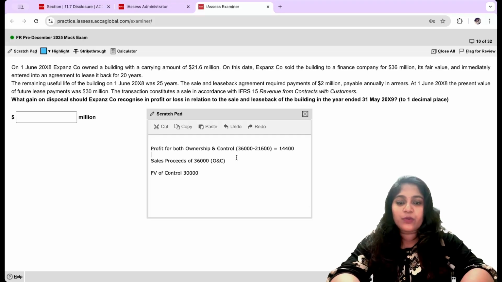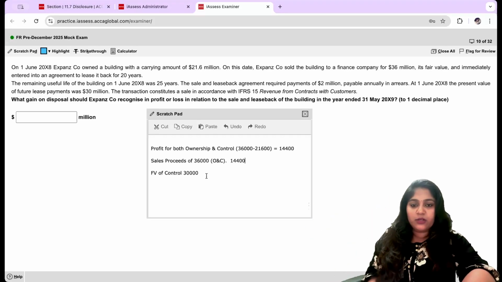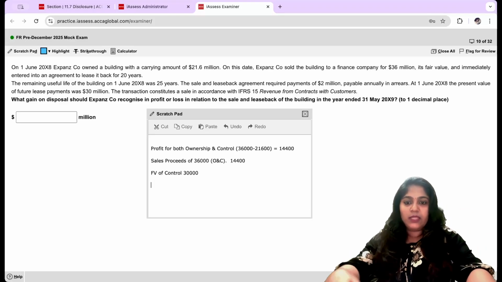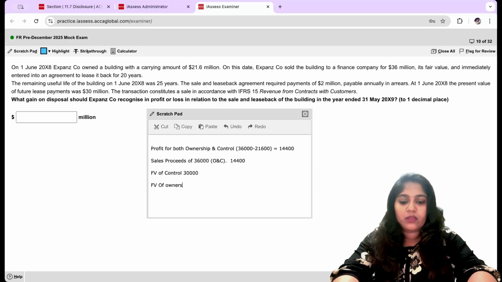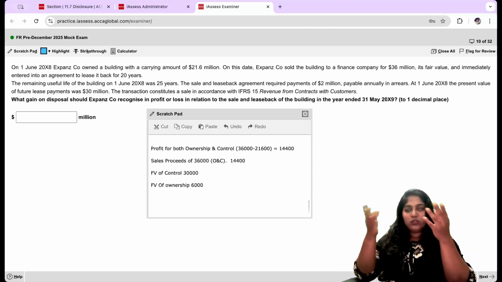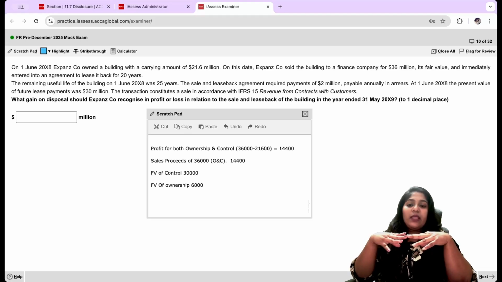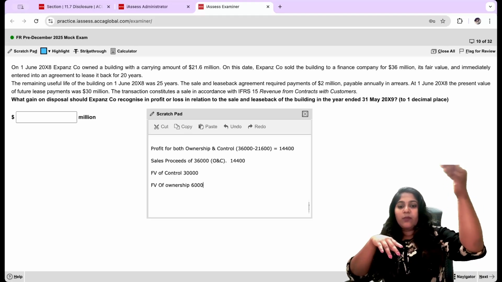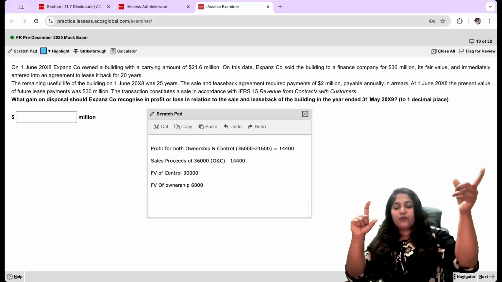Now, I have a profit of 14,400 for both ownership and control. Correct. And my fair value of control is 30 million. That means, can I say my fair value of ownership is 6 million? Because I sold both control and ownership to a person for 36 million. I purchased the control for 30 million back. That means the ownership has a value of 6 million. So that is nothing but 30 is to 6 ratio. 30 has a ratio for control, 6 has a ratio for ownership.